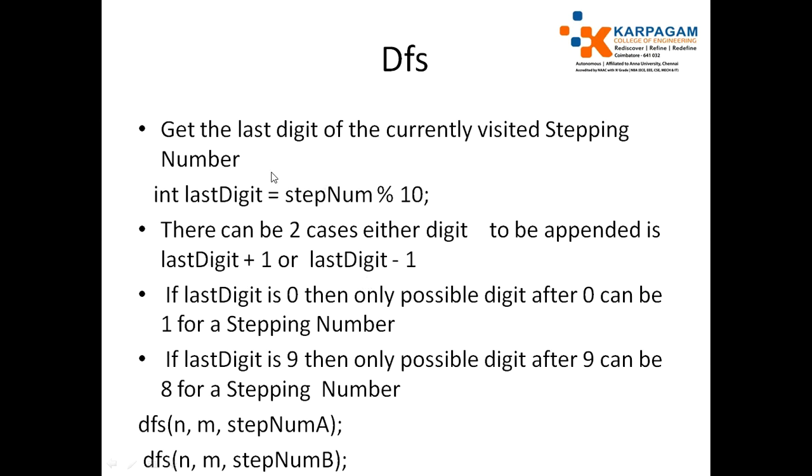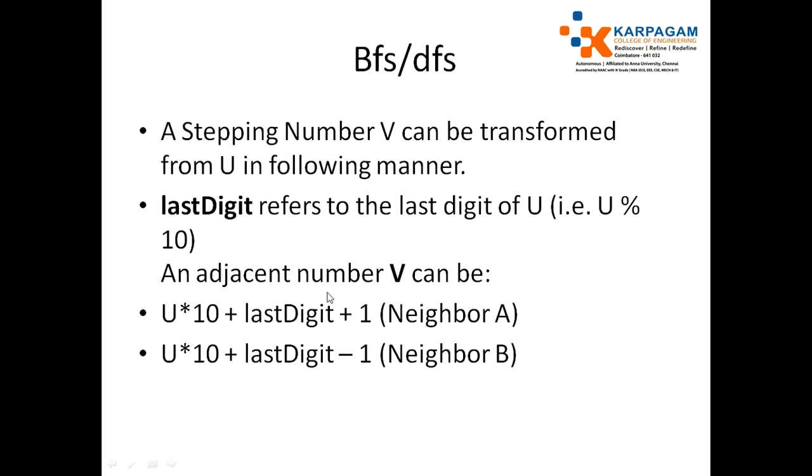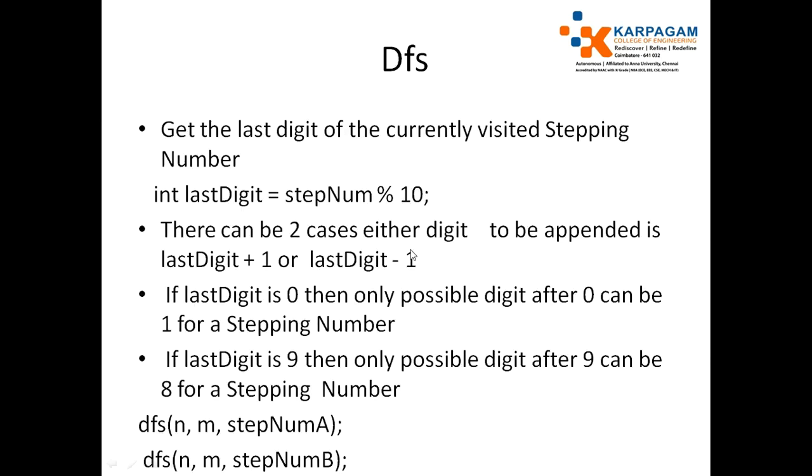Here the very important thing is to get the last digit of the currently visited stepping number. If you have a number, try to get the last digit. That last digit can be obtained by the mod function. Then there are only two cases you can easily identify: either the digit to be appended is last digit plus 1 or last digit minus 1. For any number coming in the flow, you can take it and make sure whether it is a stepping number or not. So this condition becomes very important.